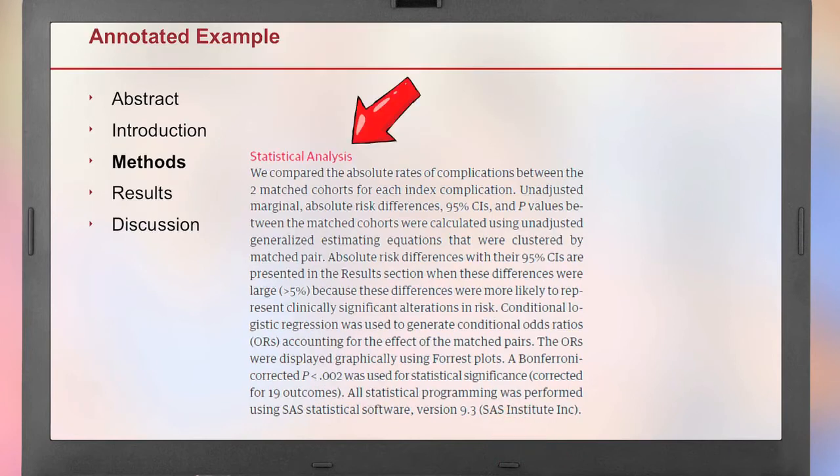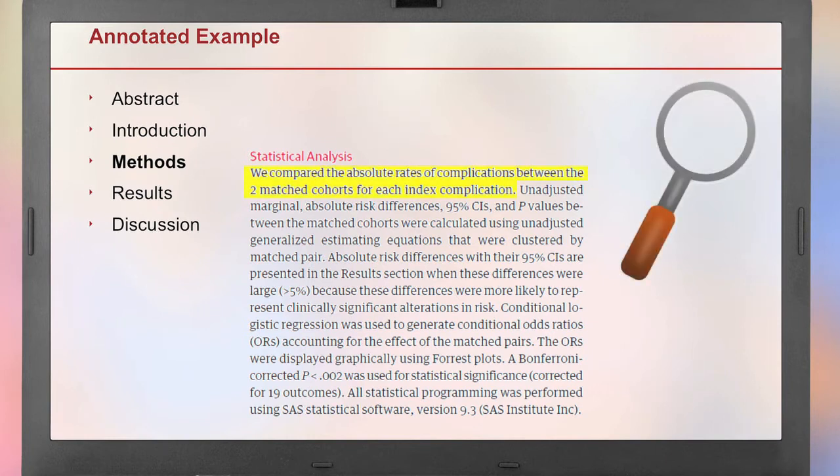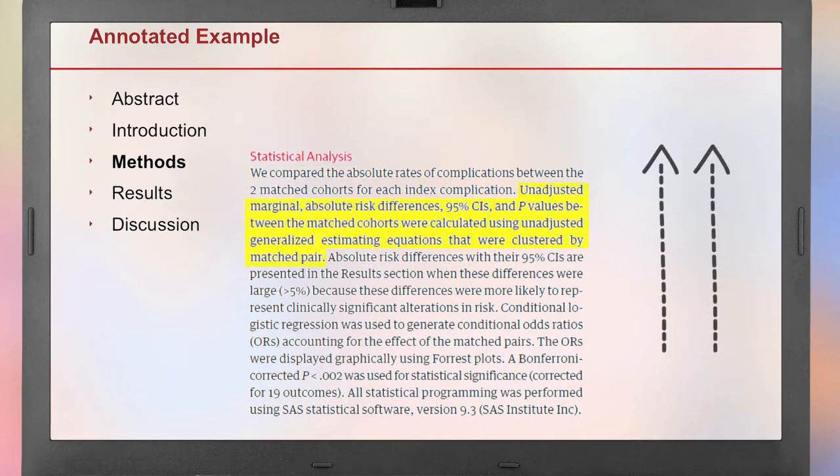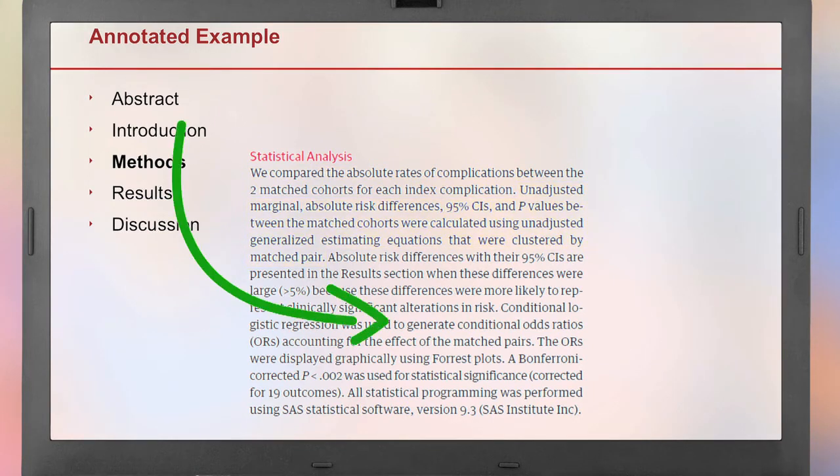Rounding out the methods section is information on statistical analysis. Here the authors provide more technical details on how they will assess the data. They describe a comparison of index complications between the two matched groups, and the use of a predictive model to determine the relationship between index and secondary complications. As is often the case, there is also a statement about the use of statistical software.